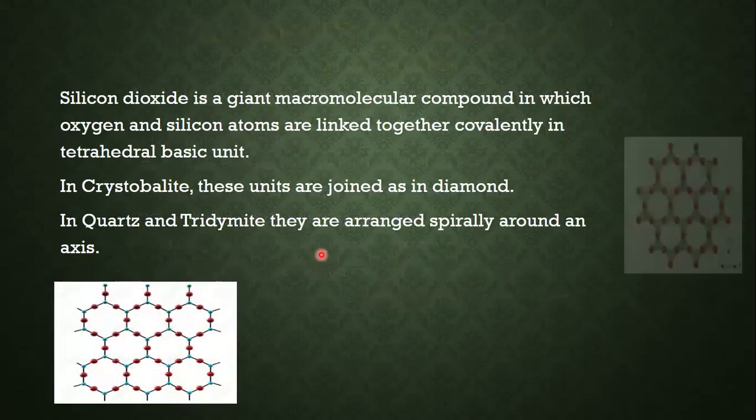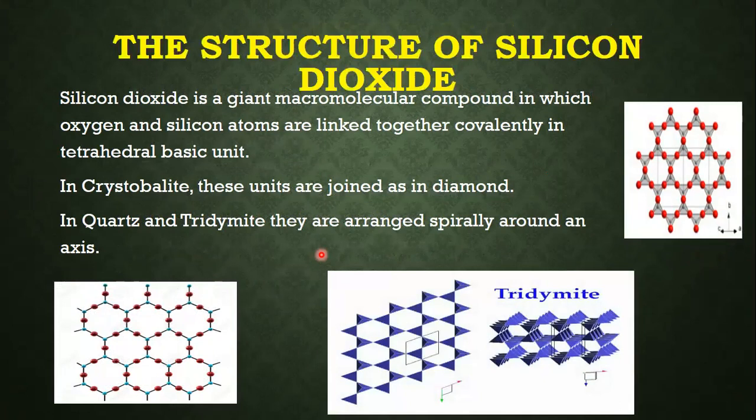Next is silicon dioxide. The structure of silicon dioxide is a giant macromolecular structure in which each silicon atom is covalently bonded with four oxygen atoms, and it gives rise to a giant covalent macromolecular structure. Basically, a tetrahedral unit is the basic unit. In cristobalite, these units are joined as in diamond. This is the structure of cristobalite, which resembles diamond. In quartz and tridymite, they are arranged spirally around the axis. This is the structure of quartz and this is tridymite, and you can see its structure.